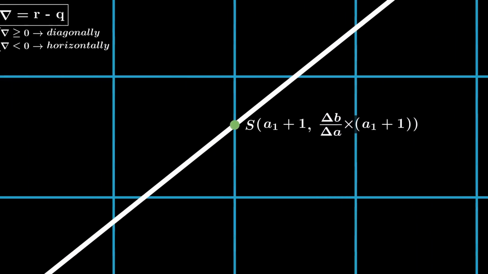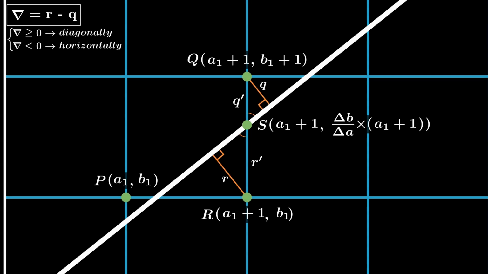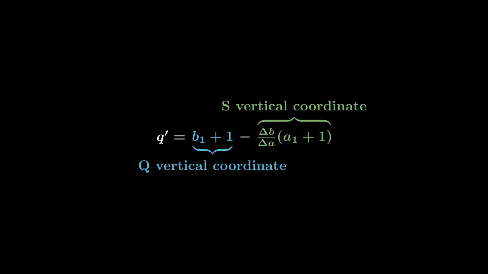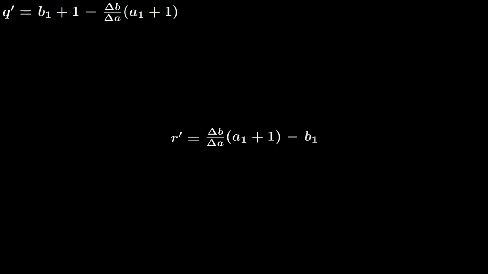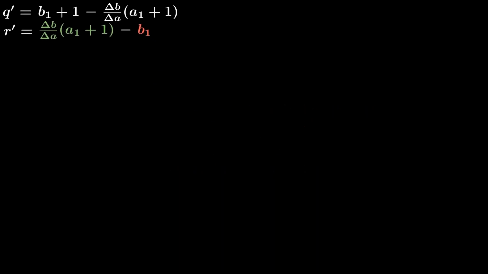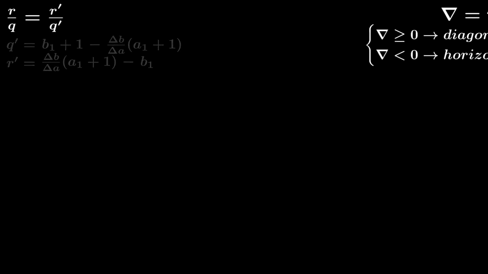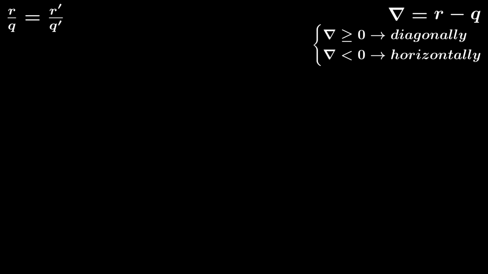Knowing all these coordinates, we can find the value of Q' as the difference in the vertical coordinate of Q and S, and similar can be done for R', as it is the difference between the vertical coordinates of S and R. Using this information, as well as the identity we've proven previously, is there a way to find a relation between R' and Q' that will function as our nabla?